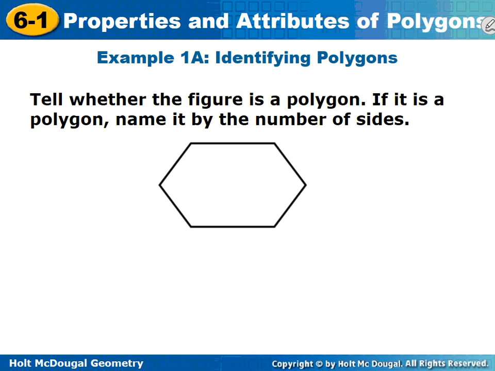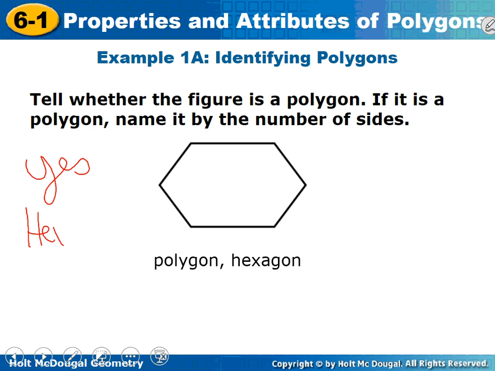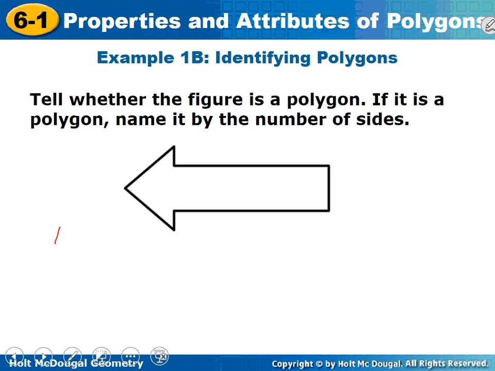Polygon, yes or no? Yes, this is a polygon. And Peyton, what's its name? Hexagon. It's got 6 sides. So yes, it is a polygon, and it is a hexagon. Next one. Gavin, polygon, yes or no? Yes.